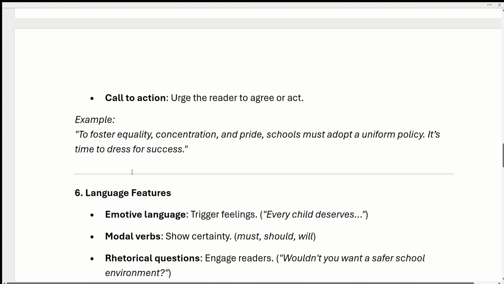And then last part of the conclusion would also be to include the call to action that urges the reader to agree or act. Okay, so for example, you can say, to foster equality, concentration, and pride, schools must adopt a uniform policy. It's time to dress for success.